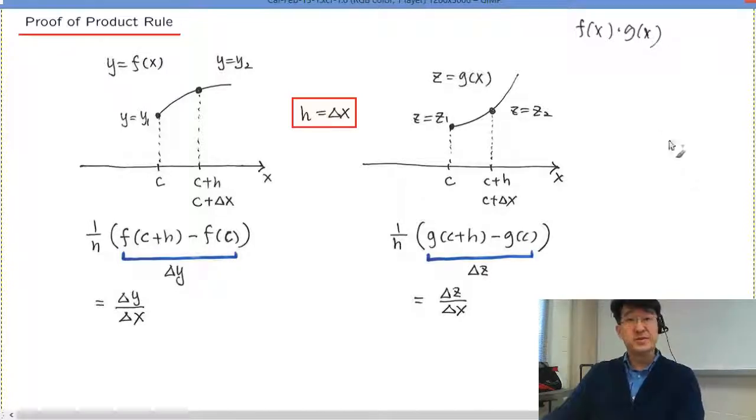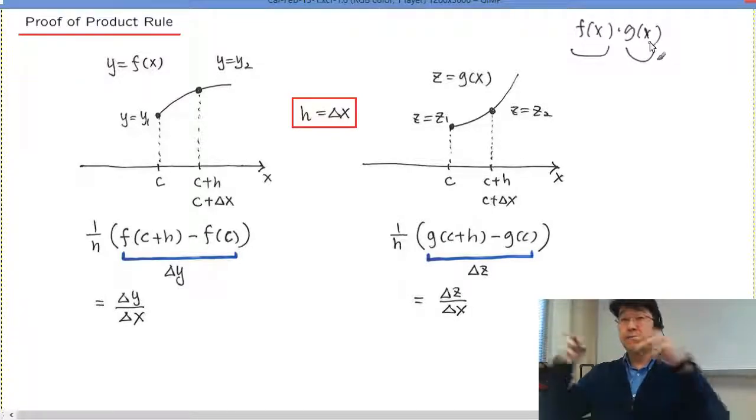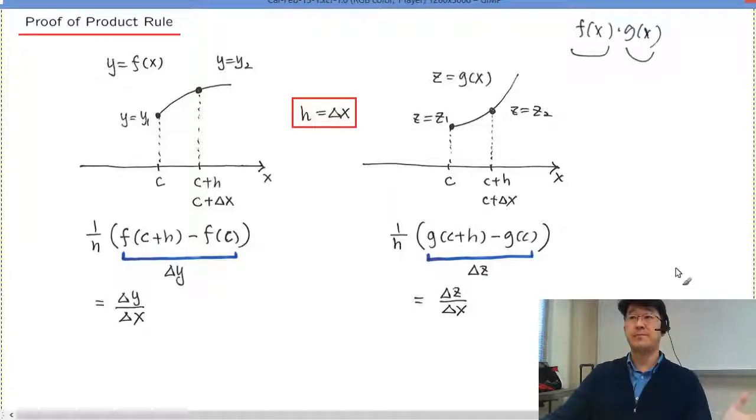But product rule says if you know the derivative of this one and that one individually and separately, you can calculate the derivative of the product, right? That's what it says. So you look at them separately. Here's the f of x graph. Here's the g of x graph. We're going to analyze the derivative situation and relate it back to this product. And that's going to be the proof. So this whole thing is given.